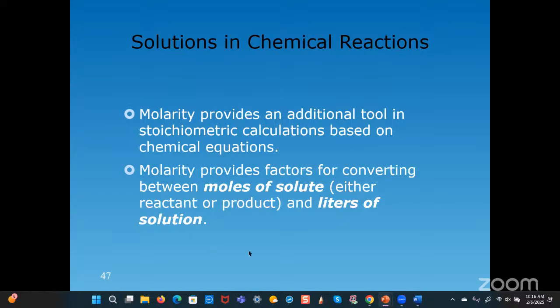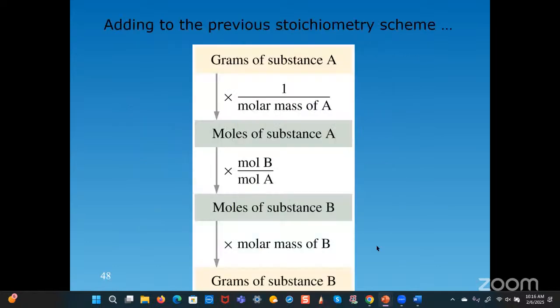So of course, you have to remember that when it comes to molarity, the relationship between the moles of solute and the volume of solution is moles of solute divided by liters of solution, and that gives you the molarity, right? So this here is a scheme that we met before, right?